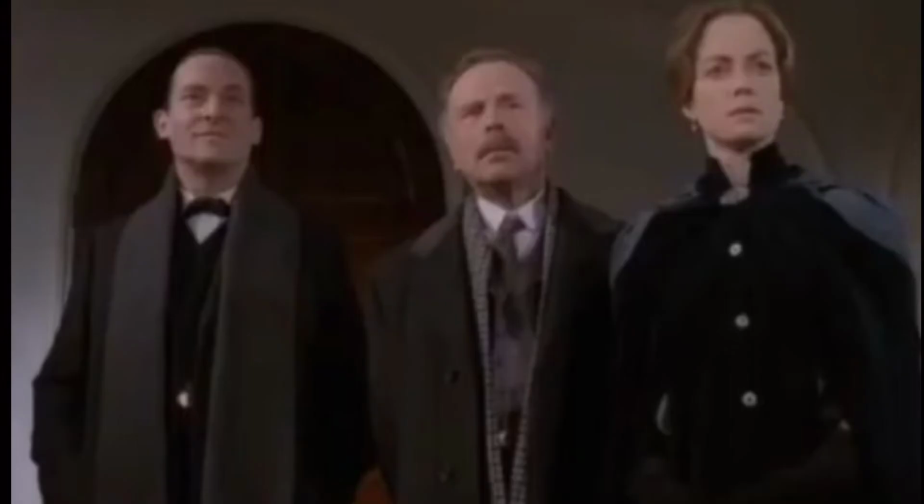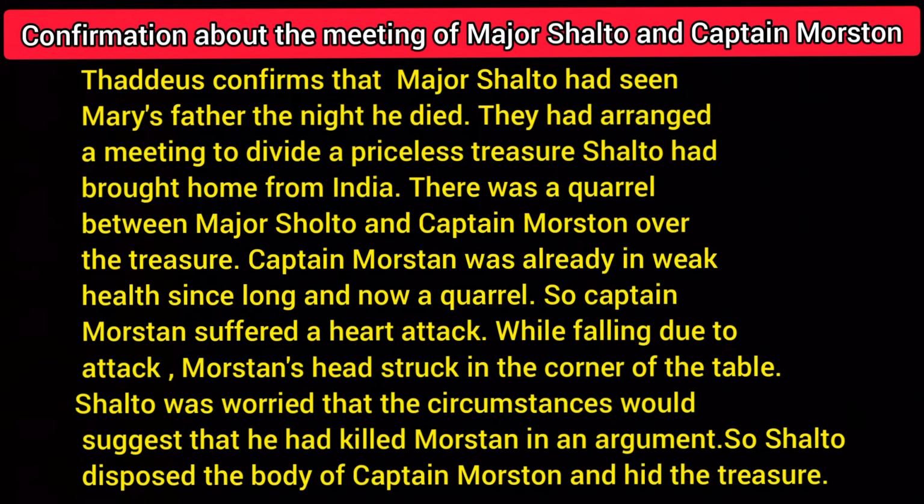Holmes, Watson and Mary Morstan meet the sender of the letter. Who is this person? Thaddeus Sholto. He is the son of Major Sholto. Thaddeus confirms the Major had seen Mary's father the night he died. Holmes had already guessed this. They had arranged a meeting to divide a priceless treasure Sholto had brought home from India. There was a quarrel between Major Sholto and Captain Morstan over the treasure.